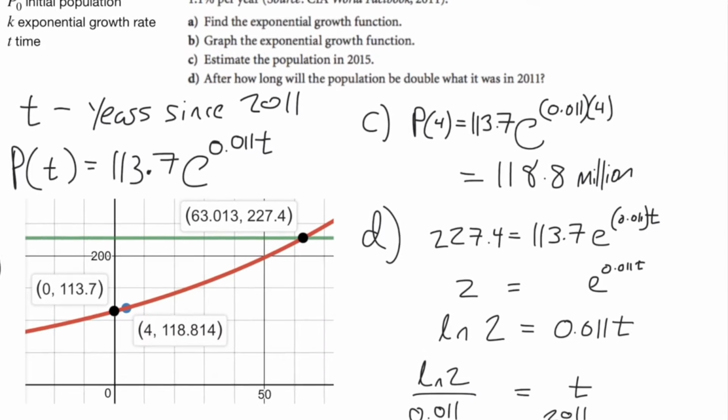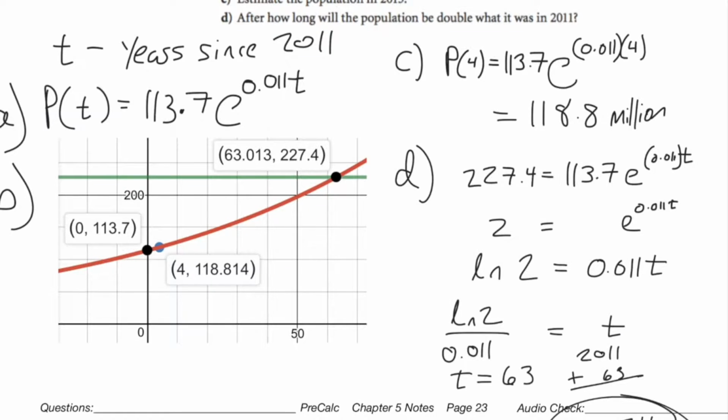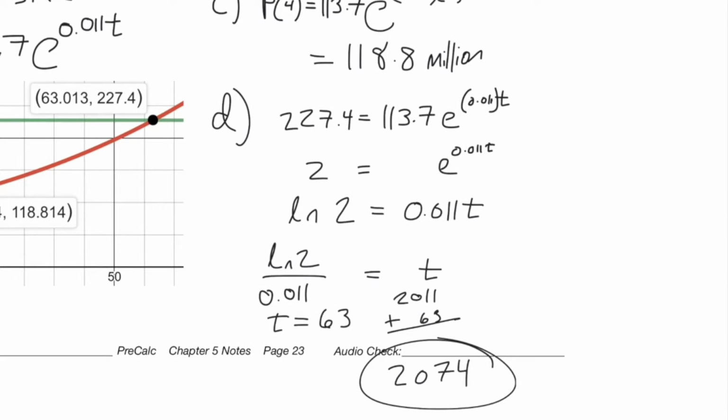Part D is going to ask you, after how long will the population be double what it is in 2011? Well, there's 2 ways to do it. You can look at it on a graph, and here's 113.7, and double of that would be 227.4. And you can kind of estimate it on a Desmos graph. You can get it exactly as 63. But we could also do it using the equation.